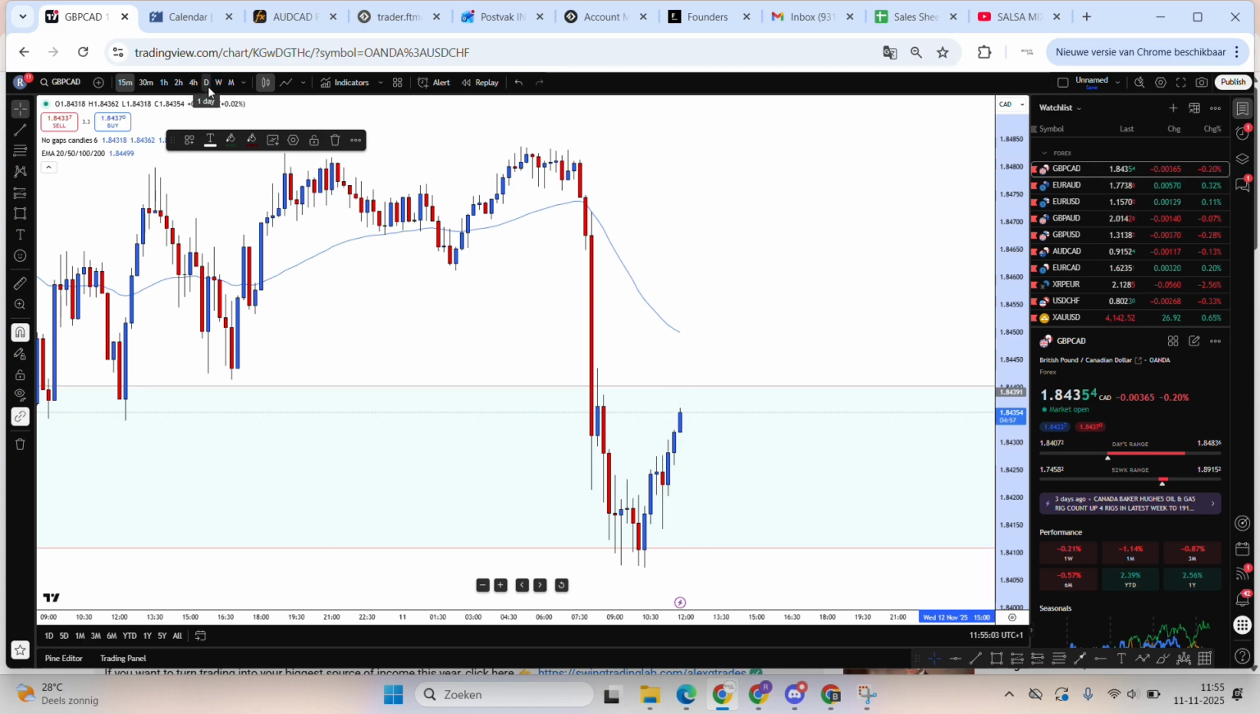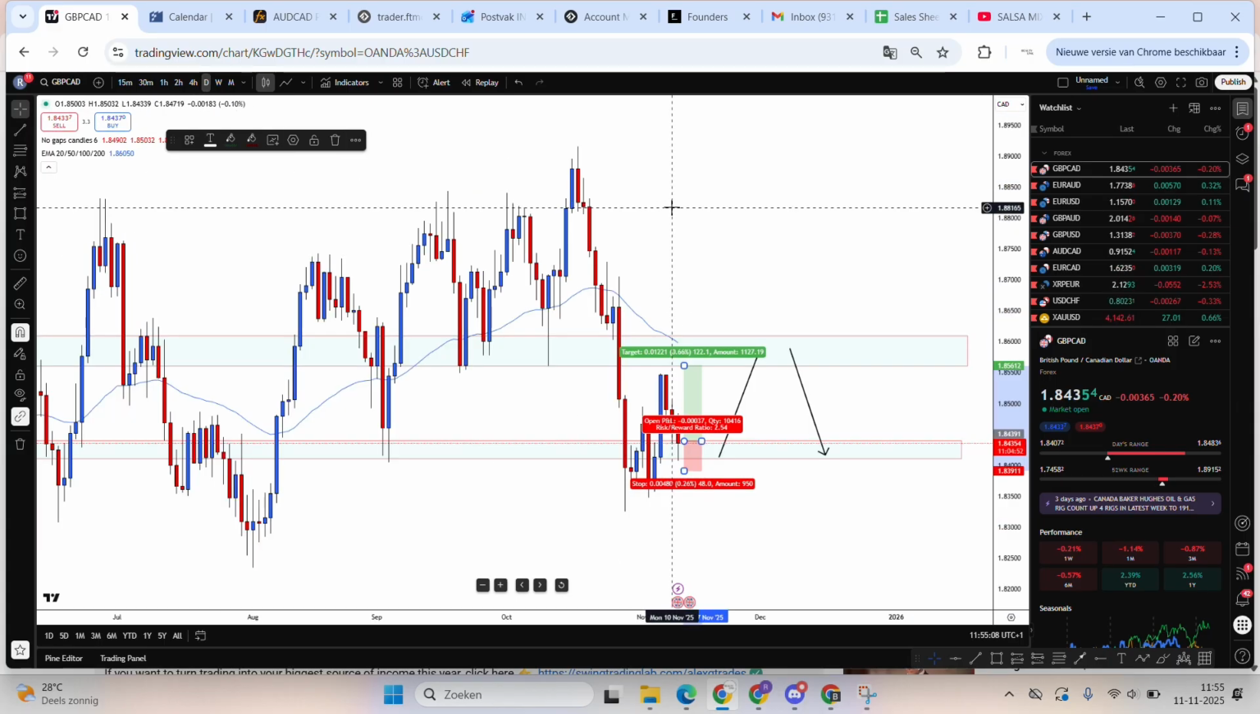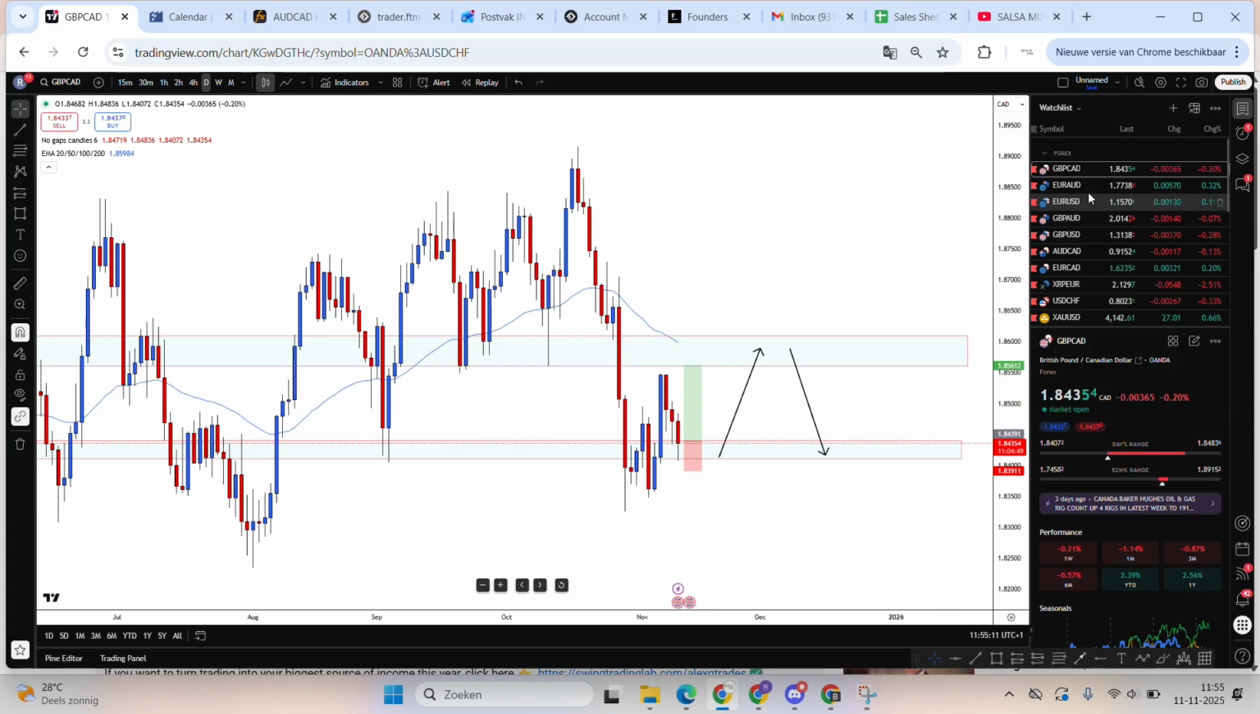But I want many confirmations because it's a counter trend trade and I don't want to take any risk with my challenge. So that's GBP CAD.